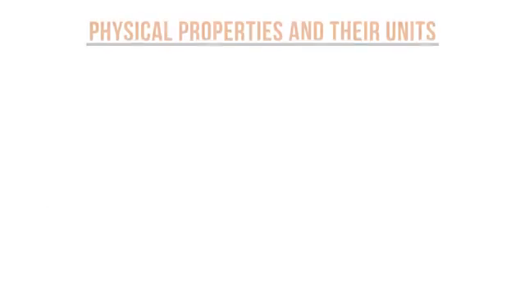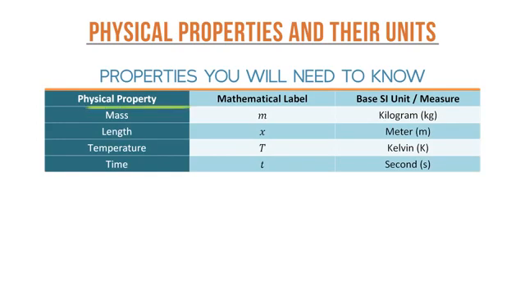The fundamental physical properties you will need to know for the tests are as follows: mass, length, temperature, and time. You can see that for each property there is a mathematical label, which is used in formulas, and the actual name of the corresponding SI unit or measure. Please feel free to pause the video and familiarize yourself with the information on this chart.